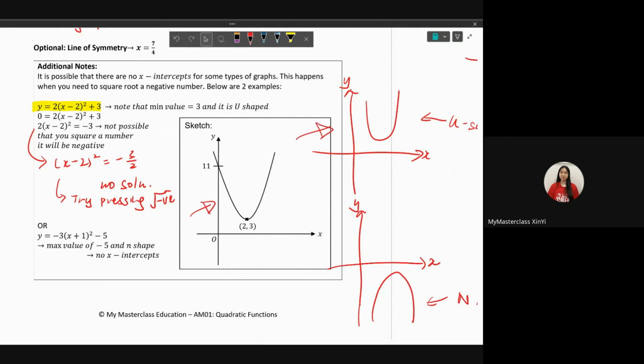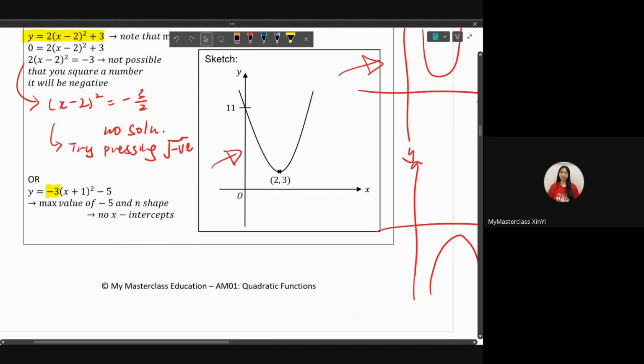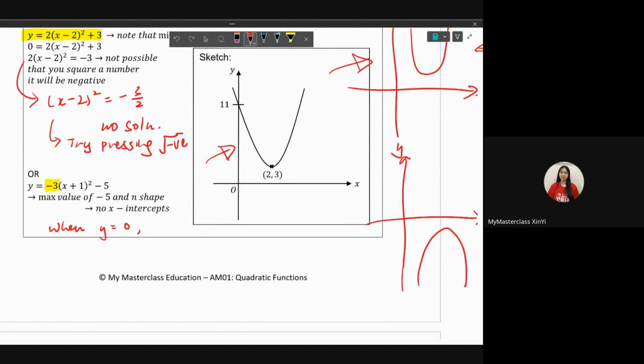And in another case, let's say you have an N-shaped curve, because your a is a negative value. Again, let's try to solve for this when y equals 0. Then you have 0 equals -3 times (x plus 1) squared minus 5. Shift it over, you will have -3 times (x plus 1) squared equals 5. Then when you divide by -3, your (x plus 1) squared equals -5 over 3. So again, a negative value. When you want to square root it, it's not possible. So for this N-shaped curve, no solution.